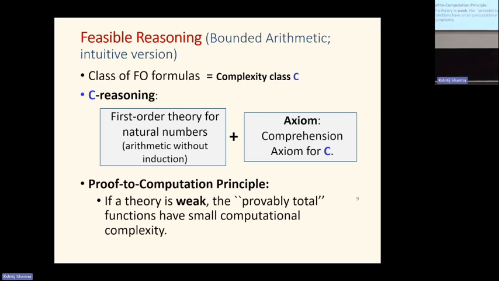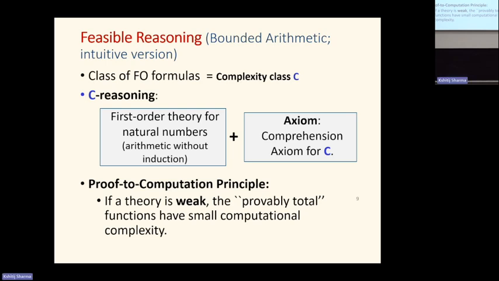And the third idea is the following. The first two are just definitional. This is a theorem which goes back in proof theory probably about 100 years ago. But in the context of bounded arithmetic and complexity, it takes the following form. It is a proof to computation principle, called the witnessing theorems. If a theory is weak, then the provably total functions have small computational complexity.